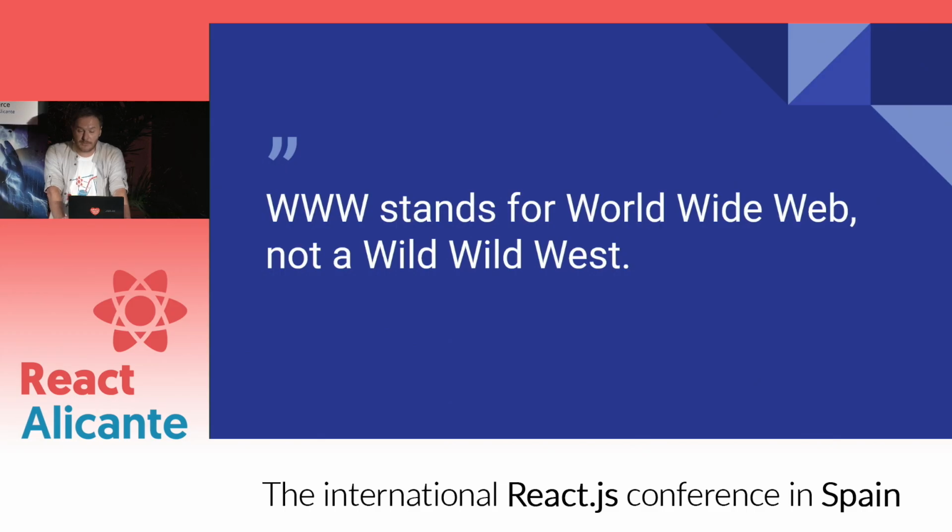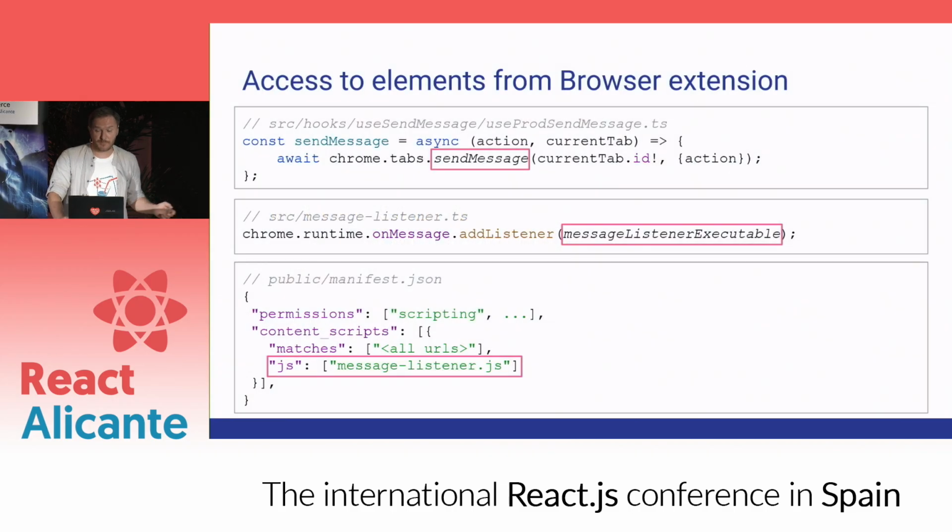This is because the WWW acronym should stand for World Wide Web, not the Wild Wide West. So for security reasons, we just can't manipulate elements on random pages. Instead, we can communicate with them via a standardized API. From the browser extension perspective, this communication is triggered by the send message function. We only must identify a tab which should receive such a message.